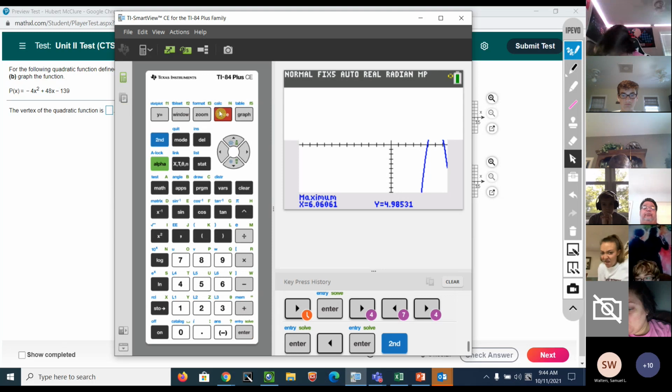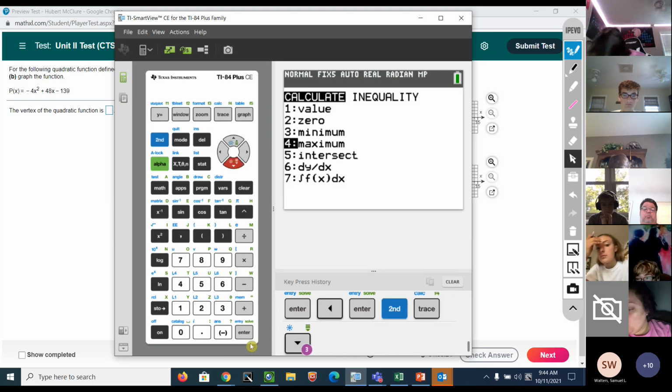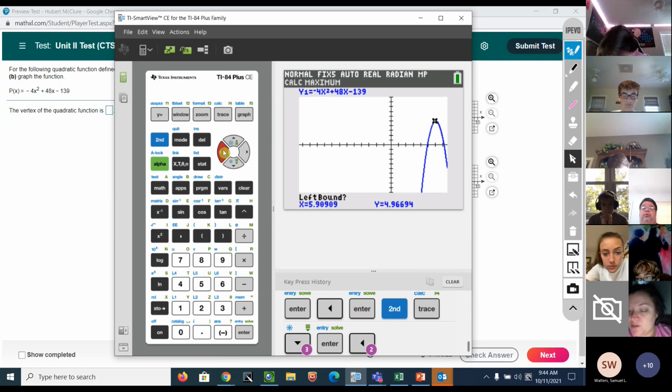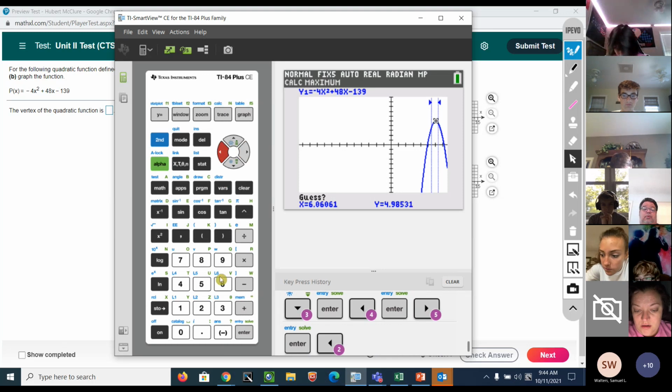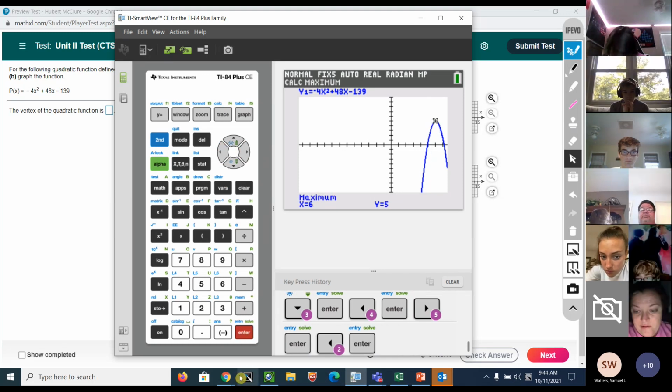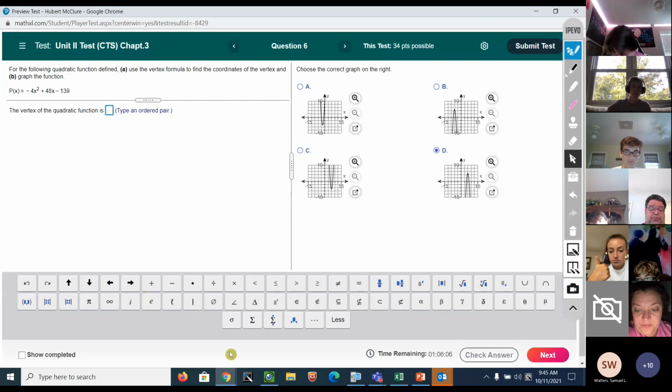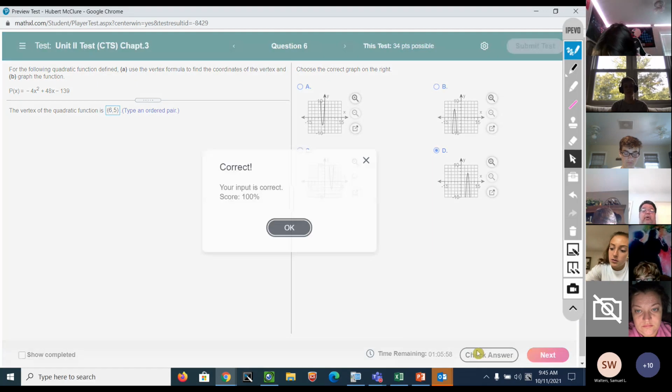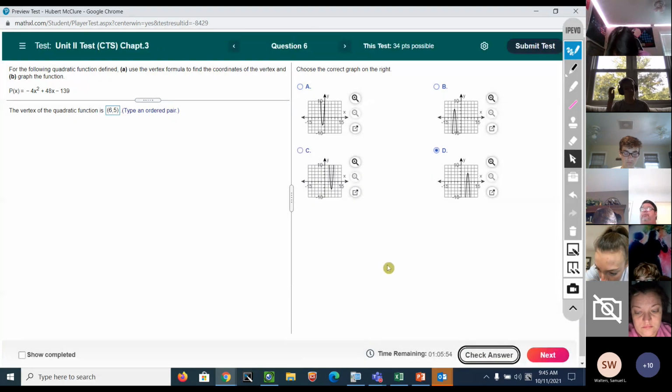Second trace, maximum, left bound, right over here. Right bound is right over here. Six and 5, is that what y'all got? Give me a thumbs up. Good job. Parentheses, 6, 5. And we said it's delta. We got it right. So you didn't even have to do complete the square. Next.